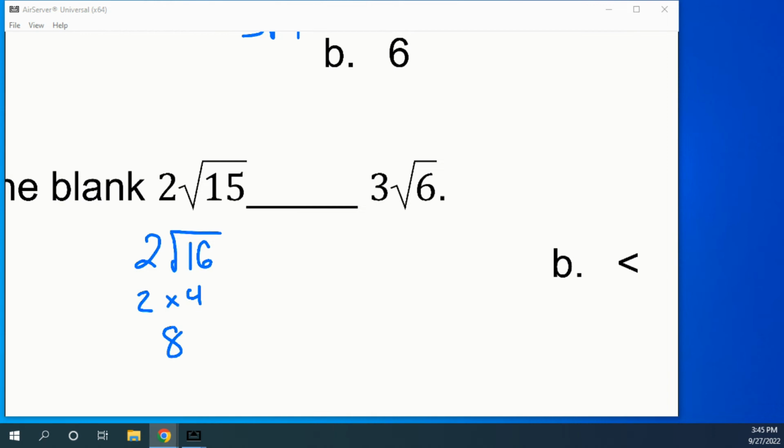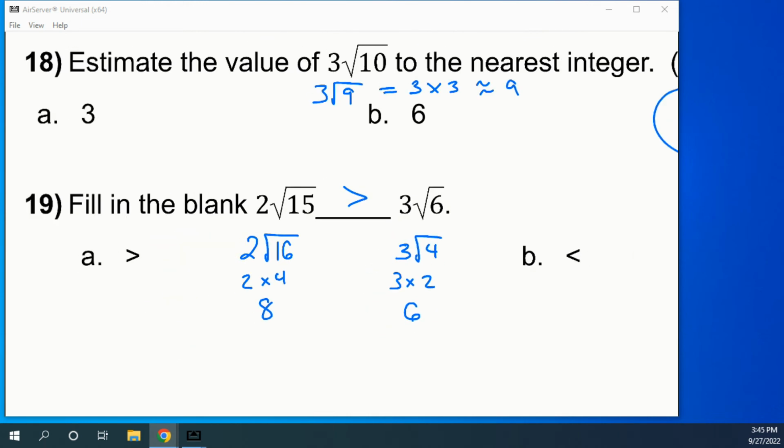6 is close to a perfect square. It's between the perfect squares of 4 and 9, closer to 4. So I would say this would be like 3 times the square root of 4, which is 2, which is 6. So I am going to say that 8 is greater than 6. So this will be A.